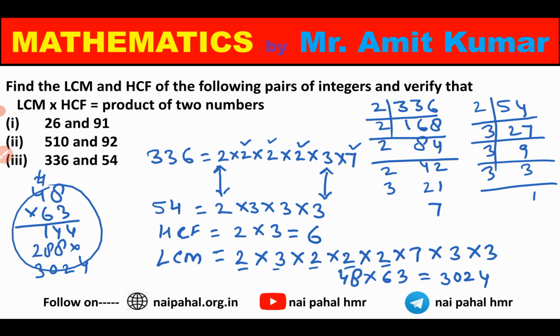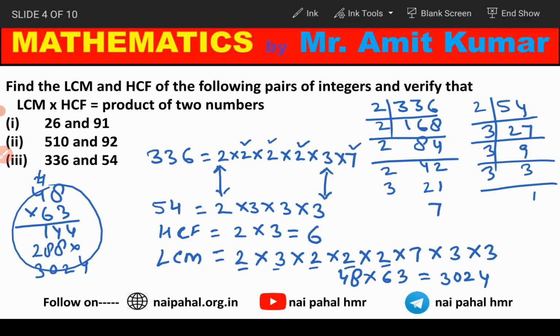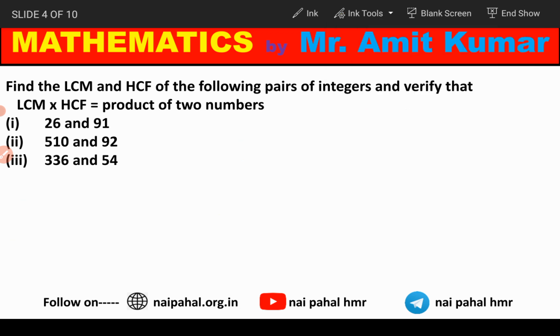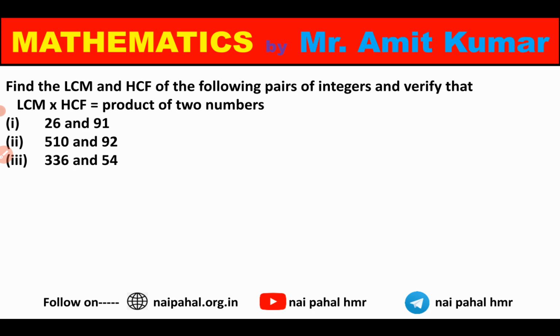If we find the LCM and HCF, then we have to note them down and verify them. For verification we have to erase this. Let's erase it. After that you can see that LCM multiplied by HCF is equal to the first number multiplied by the second number. What is the LCM here? The LCM was 3024. What was the HCF? That was 6.